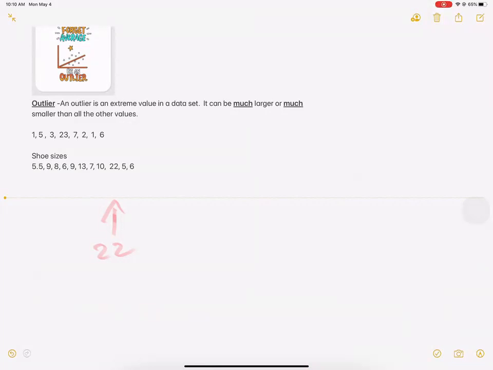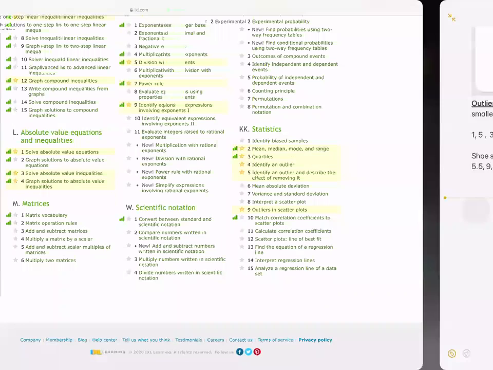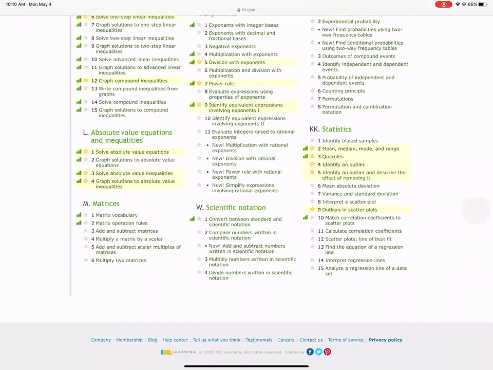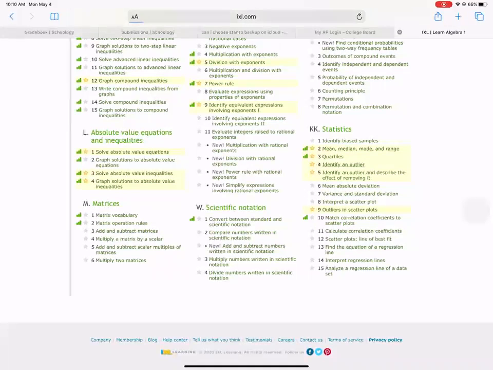Okay, so let's go and look at your IXL work today. It's really 3 IXLs. We're studying KK for statistics. And we're going to look at identify outliers in KK4, KK5, which is identify the outlier and describe the effect of removing it. And then 9, looking at scatter plots, seeing what an outlier looks like, and then learning how to remove it.